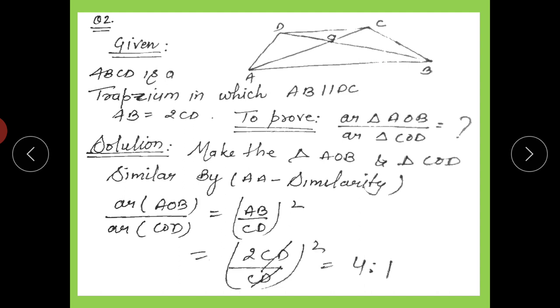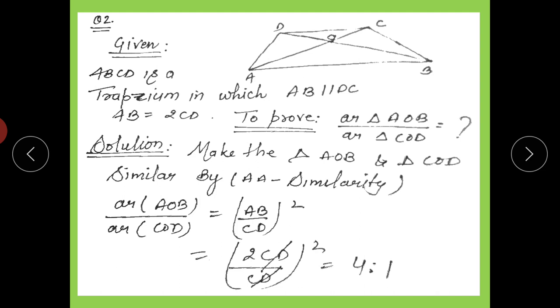AB parallel to DC means we can say that DB is a transversal line, and then alternate interior angles are equal. So angle ODC equals angle OBA, and angle AOB is equal to angle COD. Why? Because they are vertically opposite angles. If vertically opposite angles are equal and alternate interior angles are equal, then in these two triangles two angles are equal, so by the angle similarity criterion we can say that these two triangles are similar.